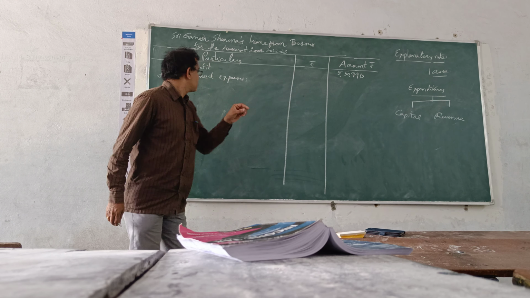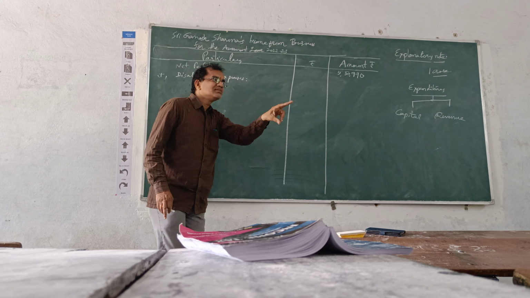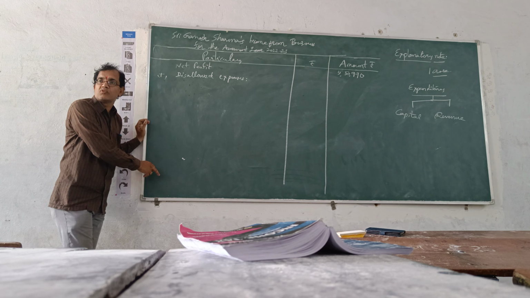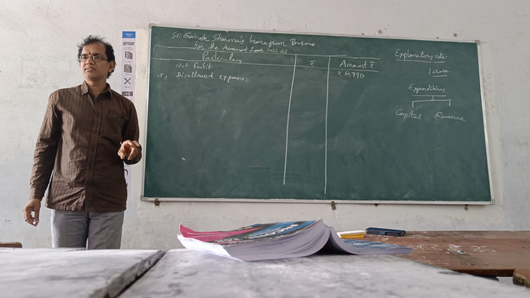But what do we have to do? We have to disallow it here. 5 lakh rupees we have to add back to profit. But the 10% on 5 lakh rupees, 50,000, you can deduct from the amount. That is allowed. Did you understand?